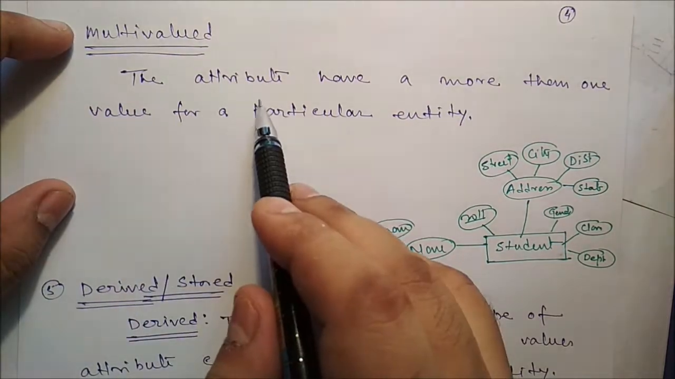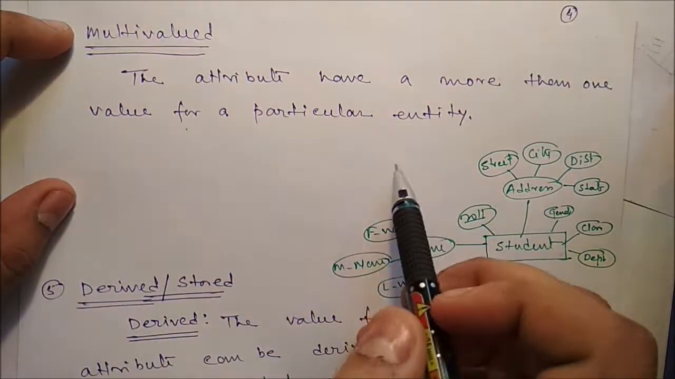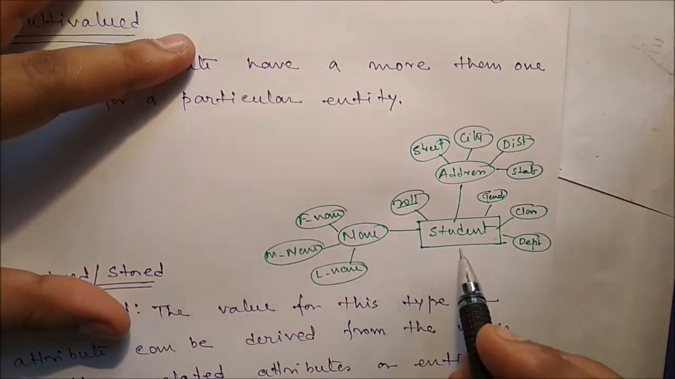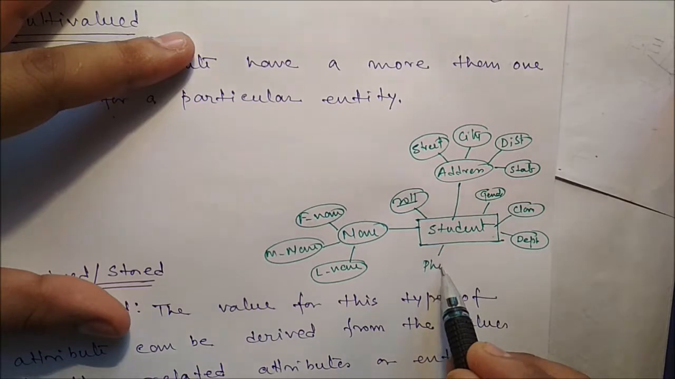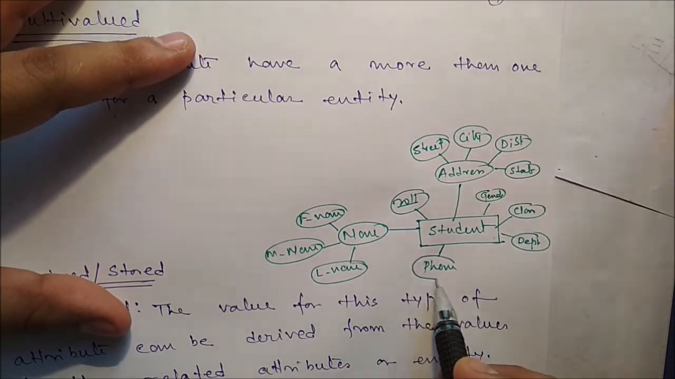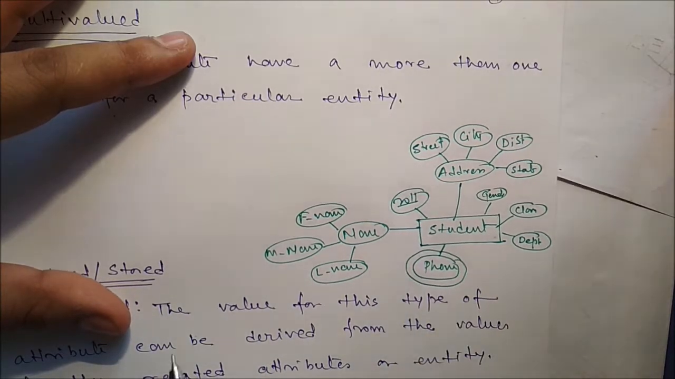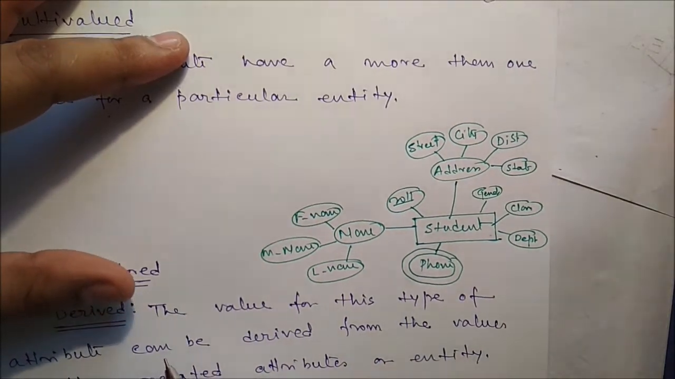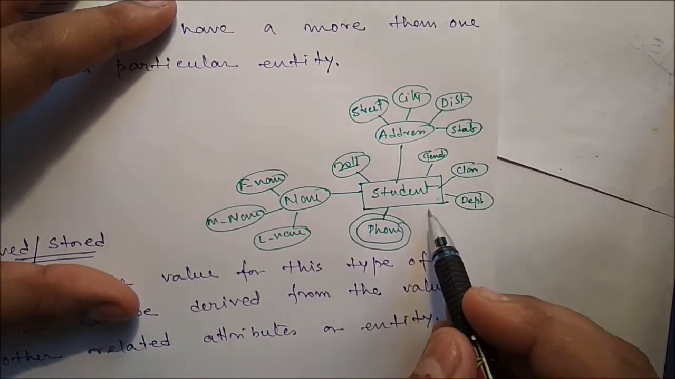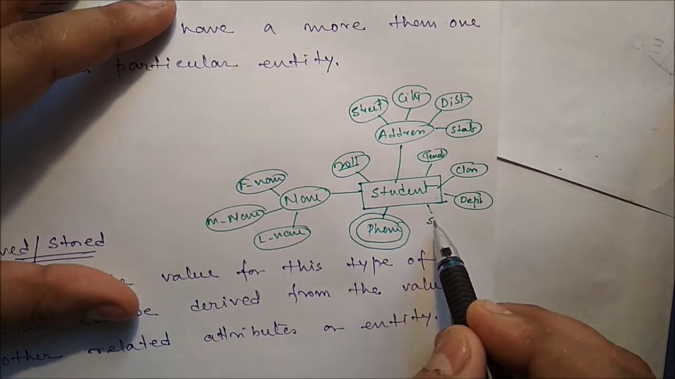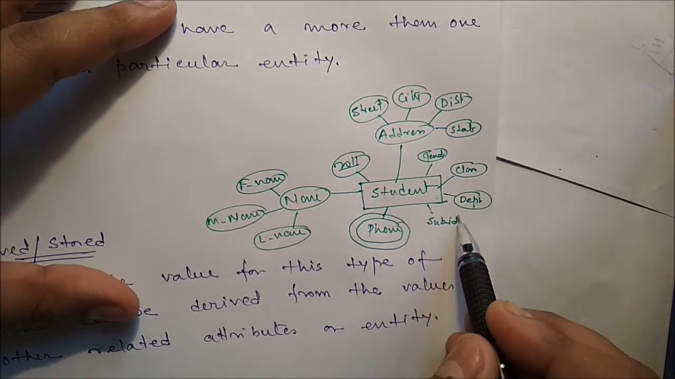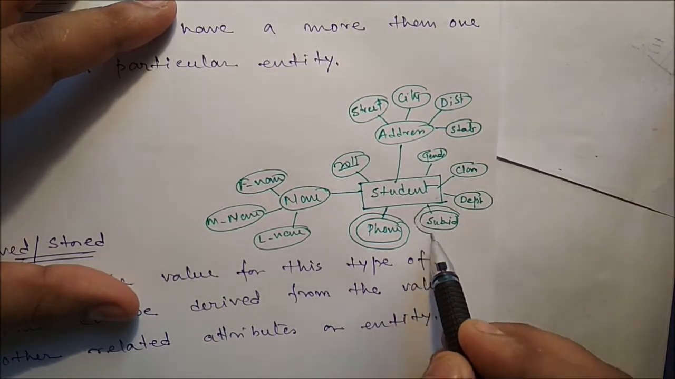Now the multi-valued attribute has more than one value for a particular entity. So we may add, say, phone number. Okay. Now a student can have more than one phone number. So phone number is nothing but our multi-valued attribute. Are you getting this one? Similarly, if you add subject ID here also, a student can enroll in any number of subjects, so it should also be a multi-valued attribute.